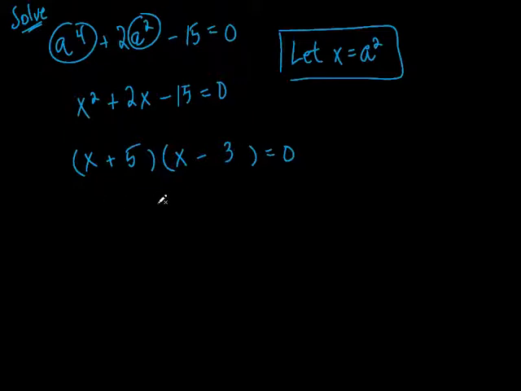And now I can solve for what? For x, right? So I put x plus 5 equal to 0, and x minus 3 equal to 0. Now look, at this point, you might be able to skip this step right here, but I want to write it down just to remind you. That's how we solve for x. So if x plus 5 equals 0, then x equals negative 5, and if x minus 3 equals 0, then x equals positive 3. But that's not my answer, though, is it?